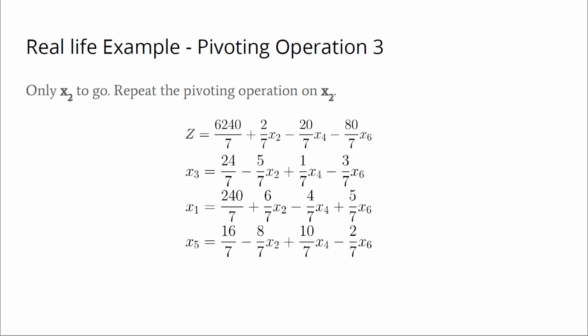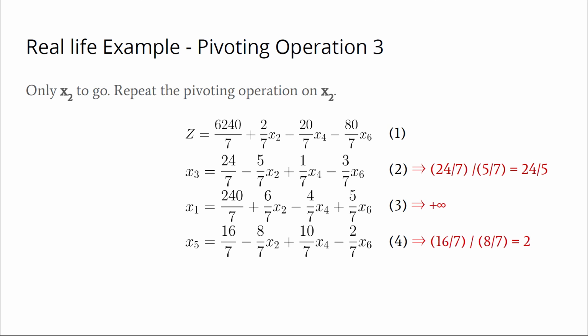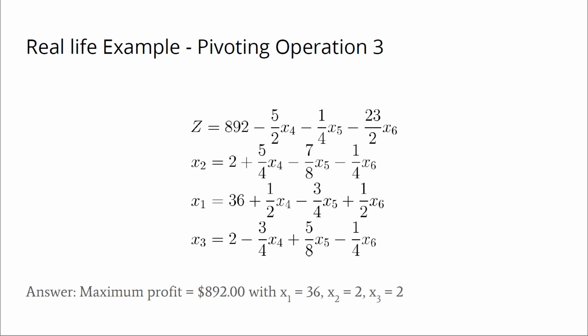We are able to read off the values of the final slack form by taking the slack variables x4, x5, and x6 to be 0. The final solution is that we can have the maximum profit of $892 from producing 36 units of Model A, 2 units of Model B, and 2 units of Model C. We hope this example has helped you to have a concrete understanding of the simplex algorithm.